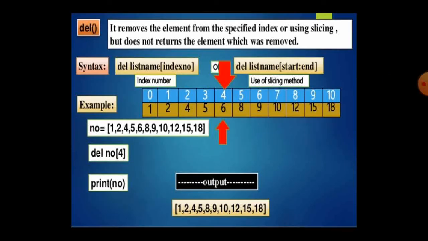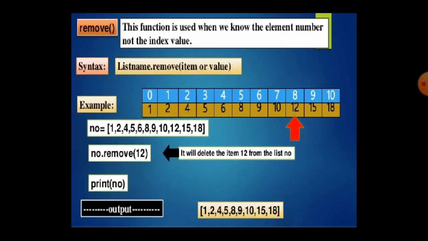Del, that means the delete function. It removes the element from the specified index or using slicing, but does not return the element which was removed. For number, we have specified del no[4]. So it will remove the element from the specified index and display the result.